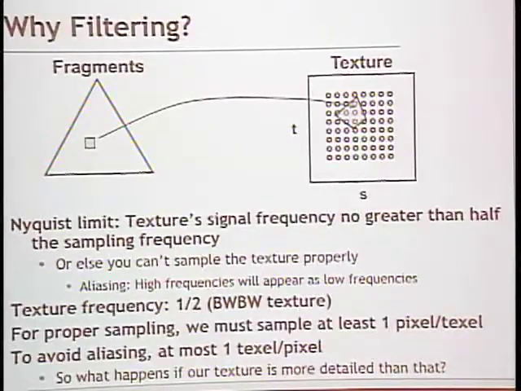Okay? So this is motivating why we want to think about a different way to sample, because if we only do point samples, we are not sampling this densely enough to avoid aliasing. And aliasing is very jarring to our visual system. We want to avoid aliasing.